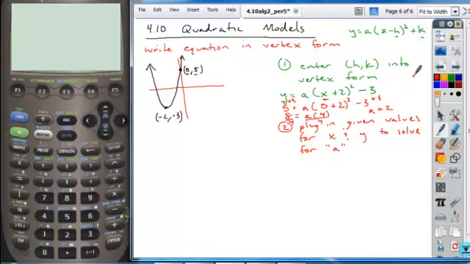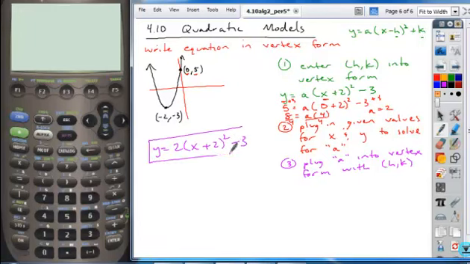Okay, once you find your a value, the last thing necessary is to plug that a value into the vertex form along with the h and k values, and you should get your equation. So if I take my equation here, y is equal to, my a value was 2, times the quantity x plus 2 squared minus 3, and so that is my equation.